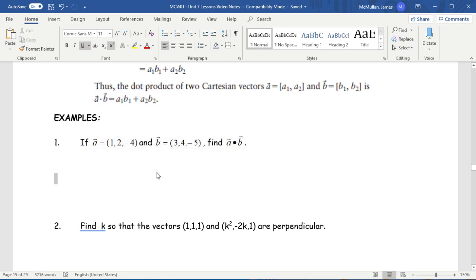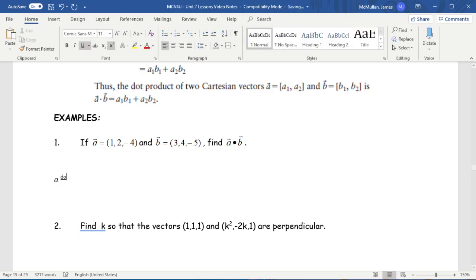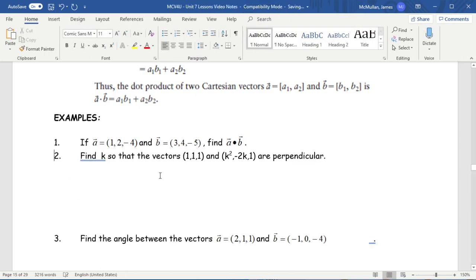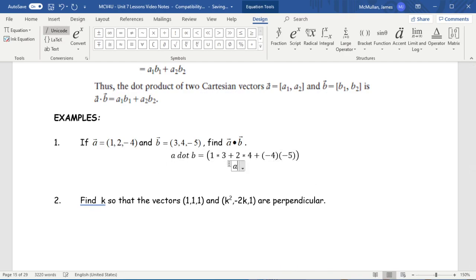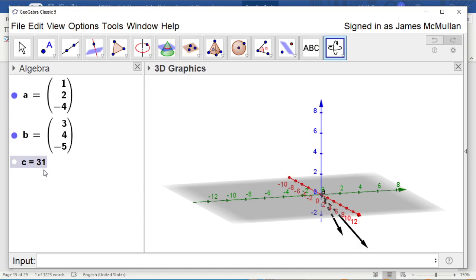How did I get 31? So a dot b would be 1 times 3 plus 2 times 4 plus negative 4 times negative 5. What happens there? A dot b is equal to 3 plus 8 plus 20, which is 31. And that's why when they dotted together, they got 31.